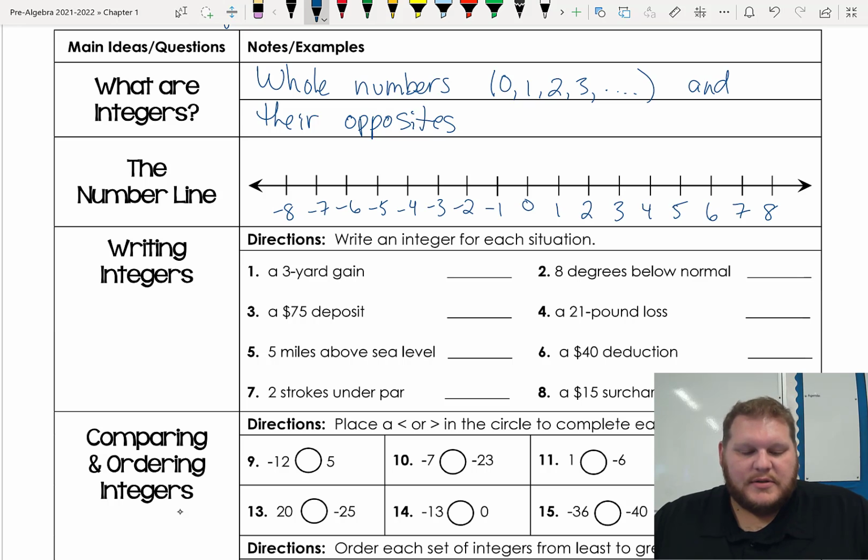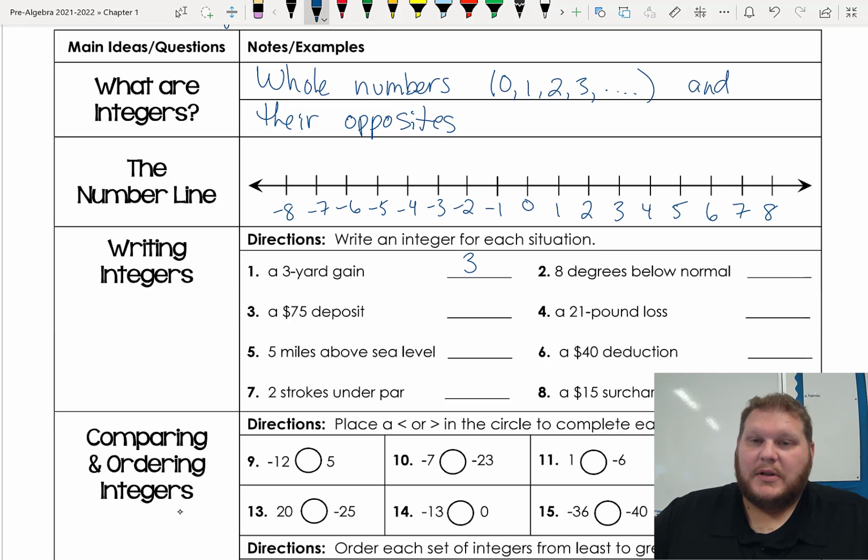When we're writing integers, this is going to seem pretty easy because it's just copying down whatever the number was. But here you have to pay attention, since integers could be positive or negative. We want to focus on what the situation is telling us, whether that number should represent a positive number because we're increasing, or whether it's a negative number because we're decreasing or in debt. So looking at number 1, a 3-yard gain. Well, that's pretty easy. Gain, that means we're increasing. So this should be a positive 3 is the integer that represents a 3-yard gain.